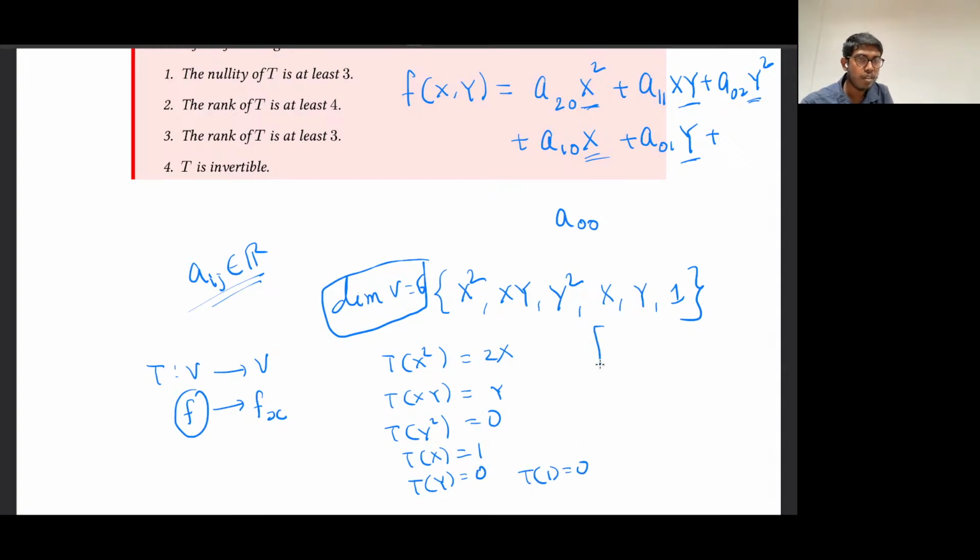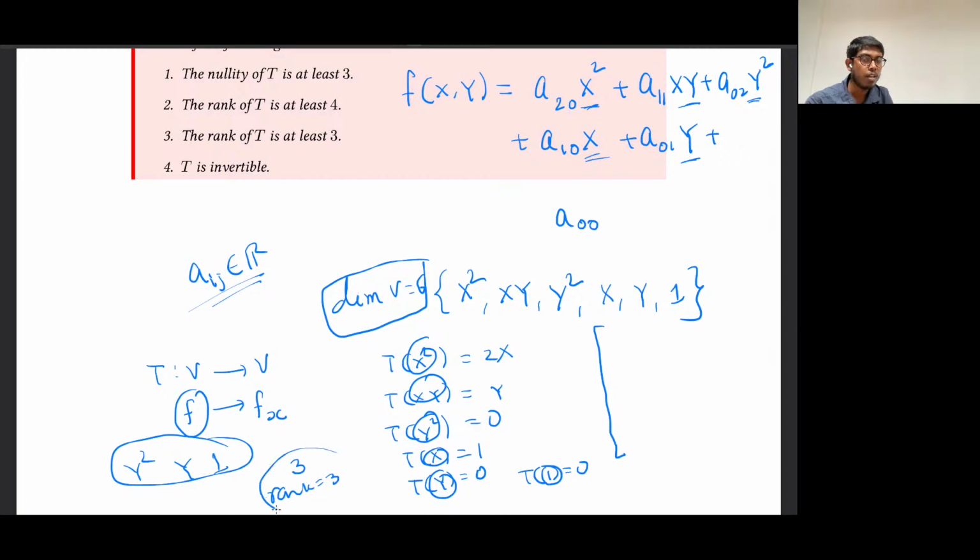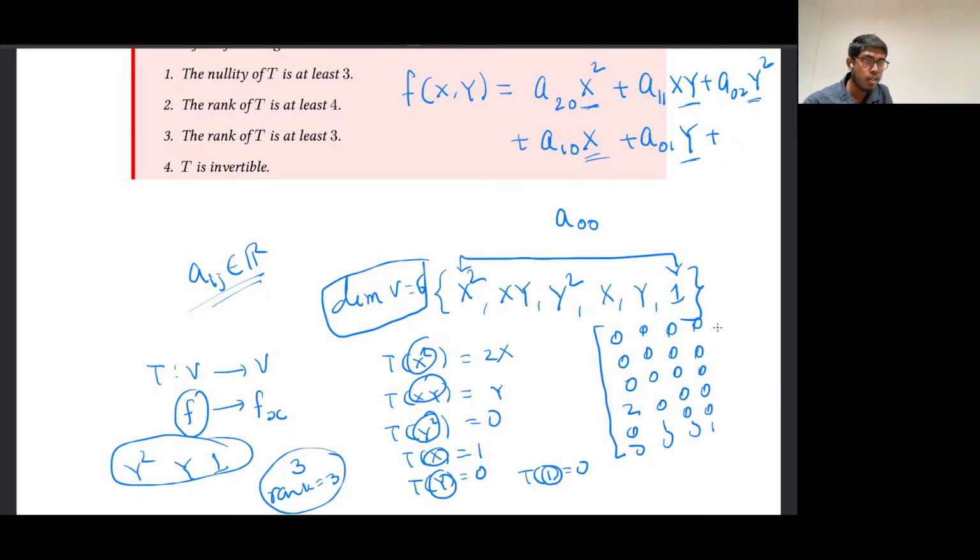Okay. So what is the matrix of T? Of course, we can write it. It's not difficult. But see, three linearly independent elements go to 0: y², y, and 1. These three linearly independent elements are going to 0, and three are going to non-zero. Therefore, the nullity of T will be 3, and the rank of T will be 3. But yeah, we can write down the matrix also. The matrix will be, with respect to this basis, 0 0 0 2 0 0, 0 0 0 0 1 0, and then 0 0 0 0 0 0, 0 0 0 0 0 1, and then 0 0.